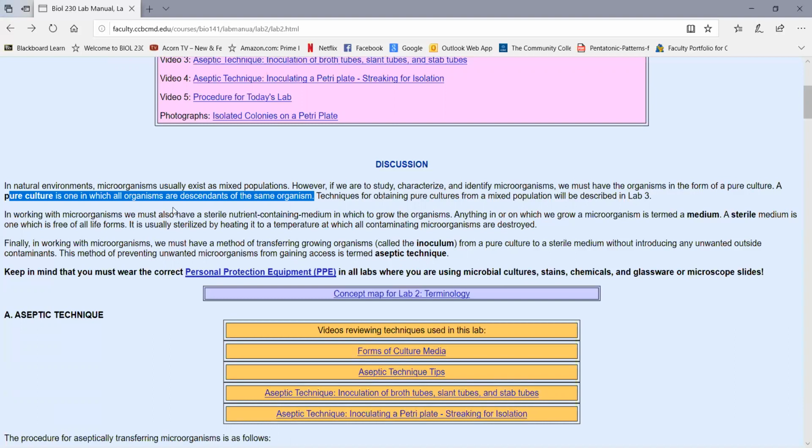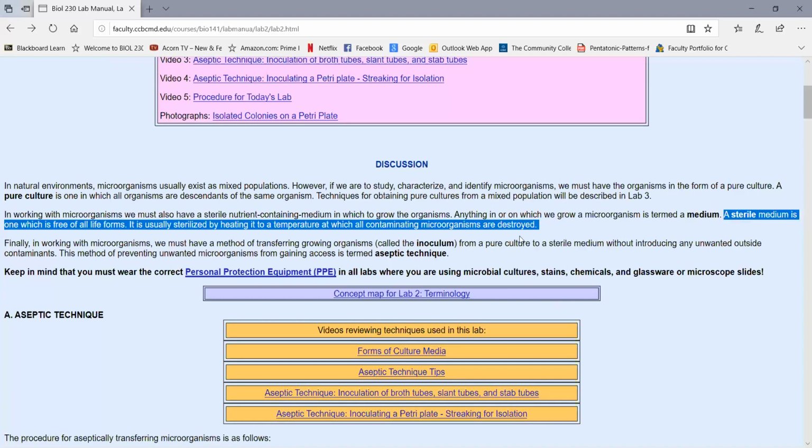Now, what we need first of all then, if we're going to be growing microorganisms, is a sterile, nutrient-containing medium in which to grow them. So anything we use to grow microorganisms is called a medium. But before we can use it, it has to be a sterile medium. And sterile we define as free of all life forms. And we provide you with that. Typically it's sterilized by autoclaving, where we heat it to a temperature where all contaminating microorganisms are destroyed.